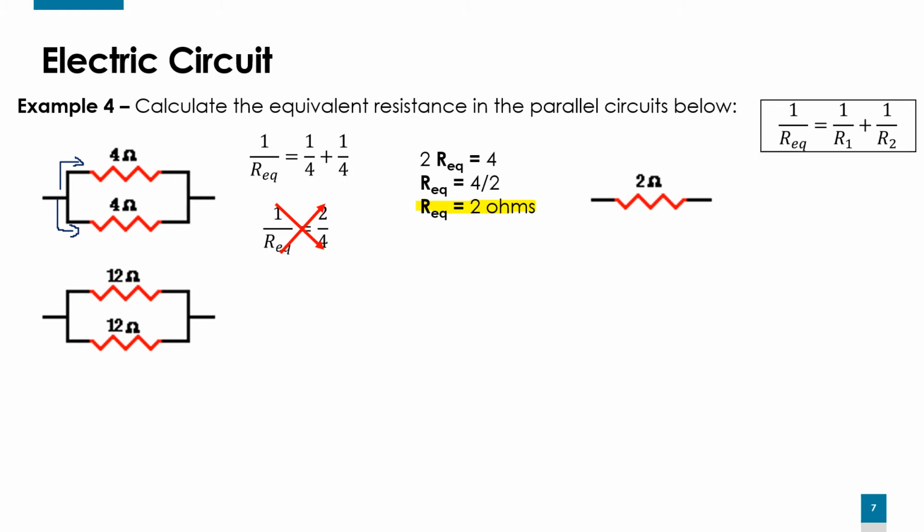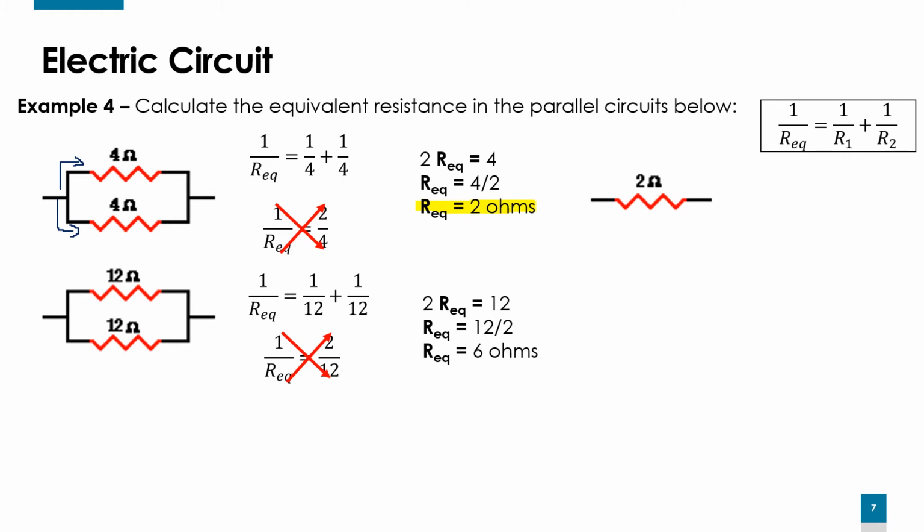And the other one is also a parallel circuit. I'm going to use the same formula. So 1 over 12 plus 1 over 12, cross multiplication, 2 times equivalent resistance equals 12, equivalent resistance is 12 divided by 2, so my equivalent resistance is 6 ohms that I can represent like that.